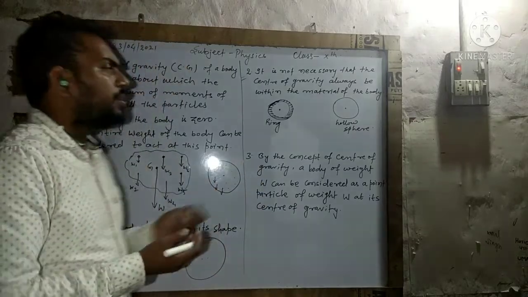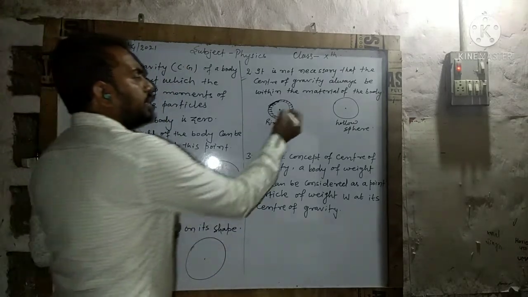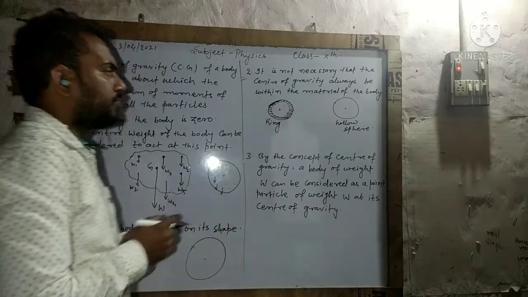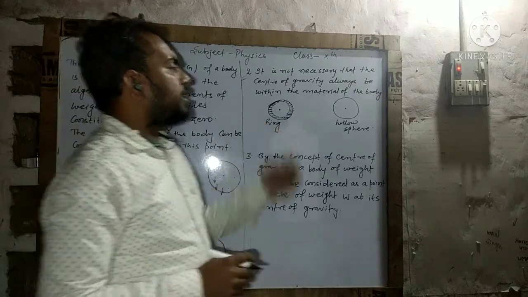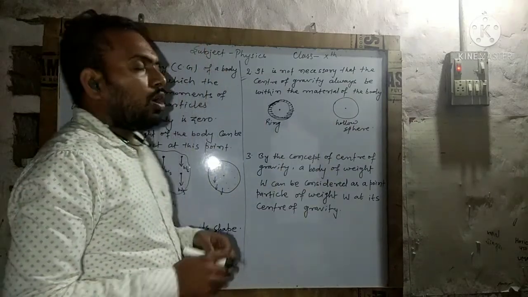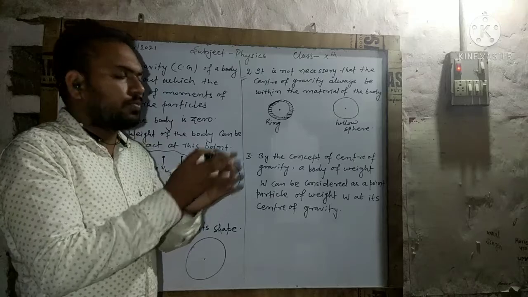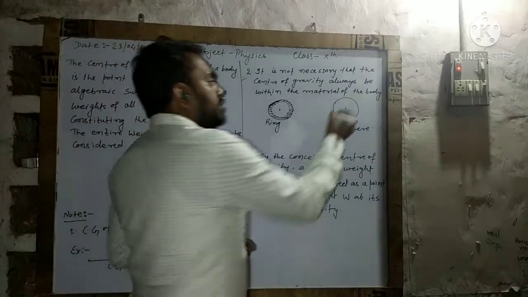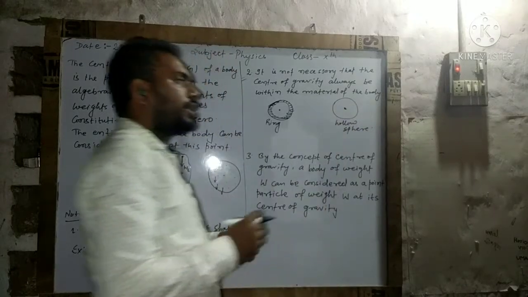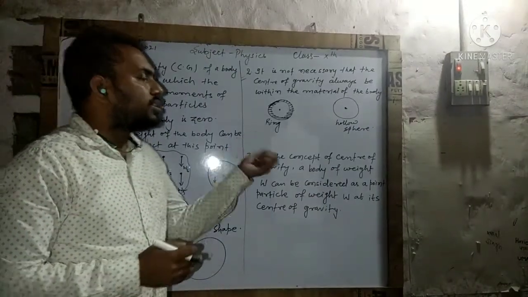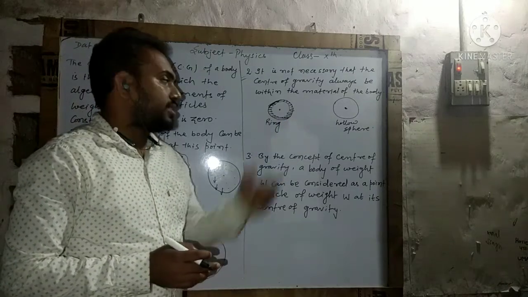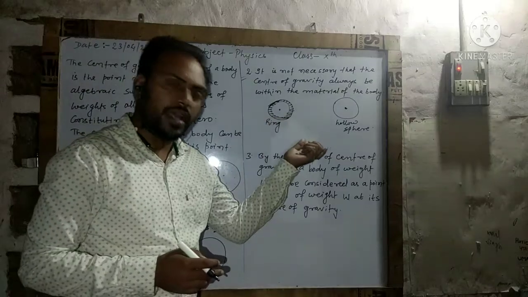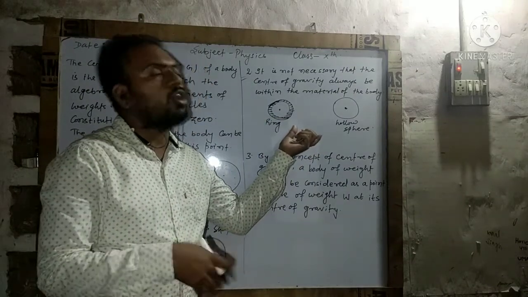There is no material needed at the center of the body. For example, if you take a hollow sphere, the material of a hollow sphere is in the outer parts, not at the center. That's why the center of gravity is outside. So we can say that the center of gravity of these types of bodies may lie inside the body or outside the body.